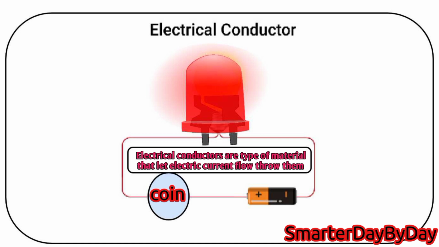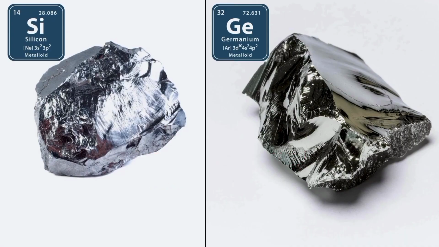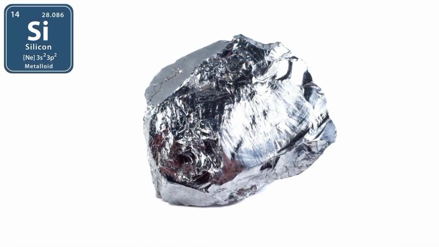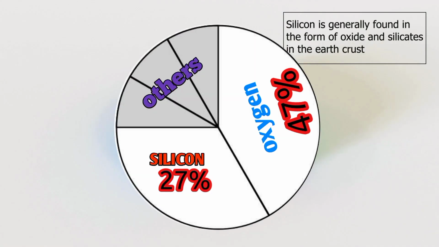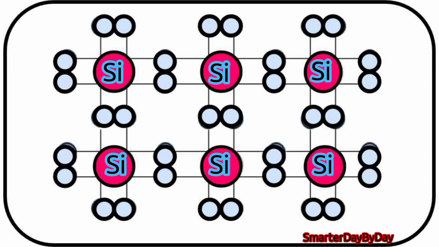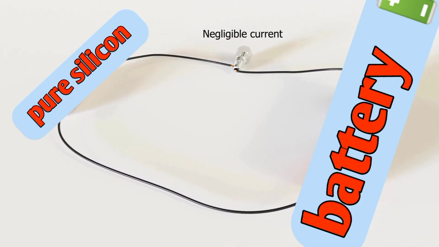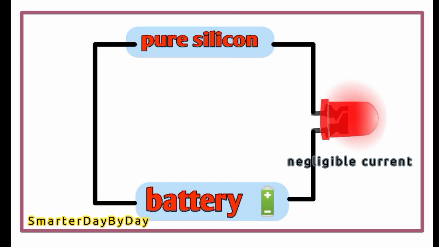Some of the most commonly used semiconductors are silicon and germanium. Let's understand the conducting behavior of a semiconductor with the example of silicon. Silicon is the second most abundant element on the earth. Each silicon atom has 4 valence electrons. Silicon forms covalent bonds by equal sharing of its valence electrons with 4 neighboring silicon atoms. Due to this, pure silicon does not have free electrons. As a result, pure silicon is a very poor conductor of electricity at normal temperature.